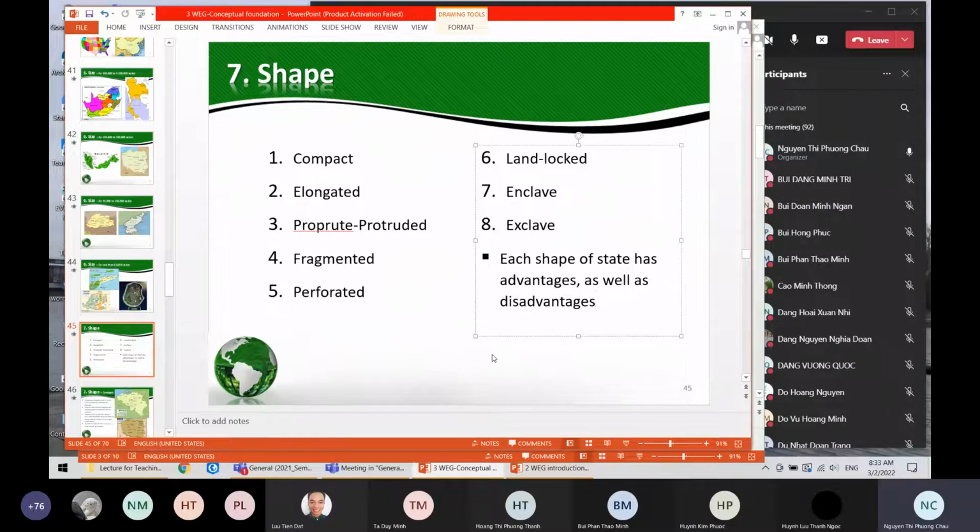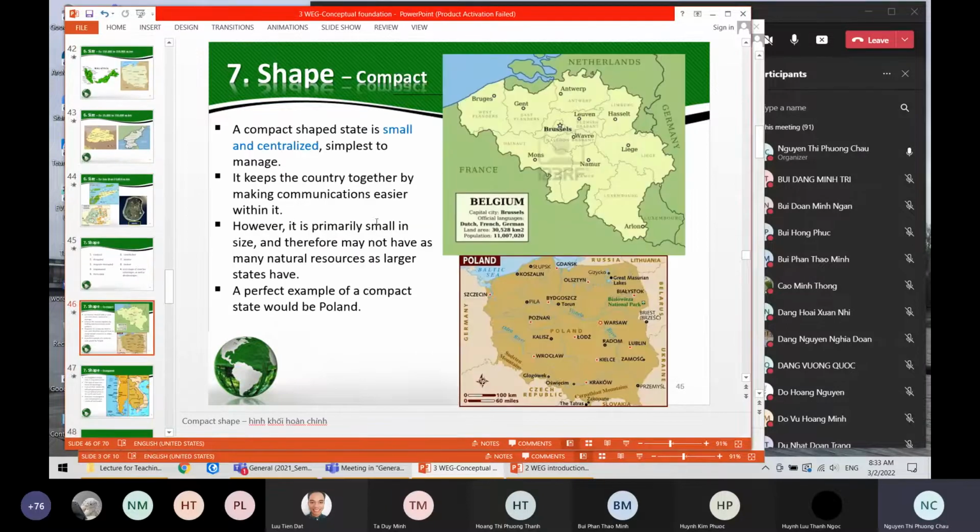Yeah, we have 8 types, and each shape of the states has advantages and disadvantages. It depends on the shape of the nation. So we will discuss in detail. First, we will discuss the compact nation. So compact is like a compact disc, CD. That is very small, yeah, small size.